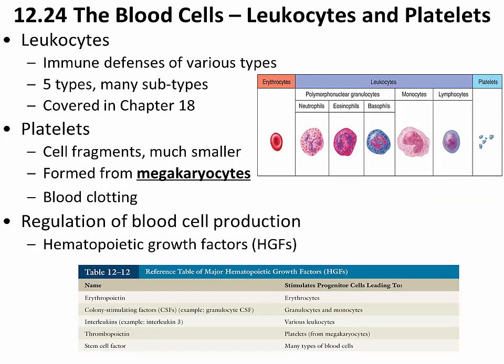We talk next about the other formed elements of the blood, leukocytes and platelets. Leukocytes are, of course, involved in immune defenses of various types. We have 5 subtypes: neutrophils, eosinophils, basophils, monocytes, and lymphocytes. These are covered in more detail in the immune system chapter, so we truncate our discussion here to simply naming them, which is consistent with what our text does.